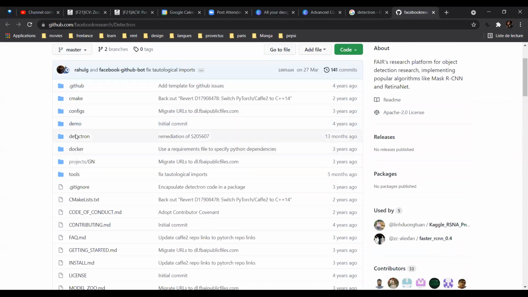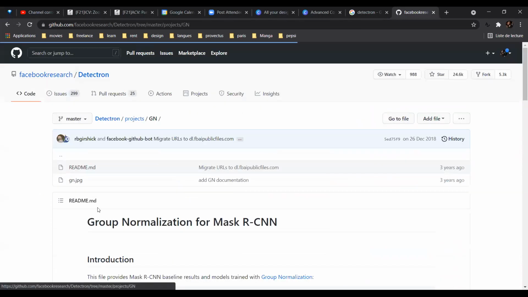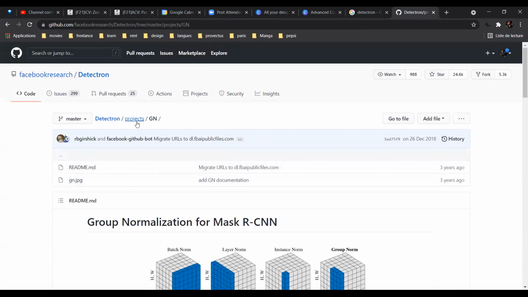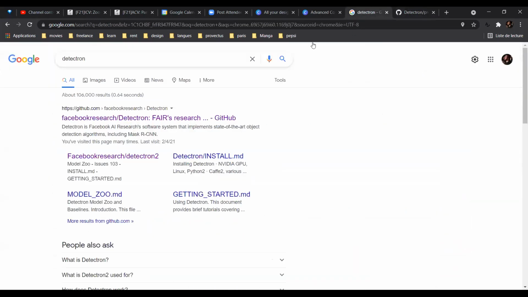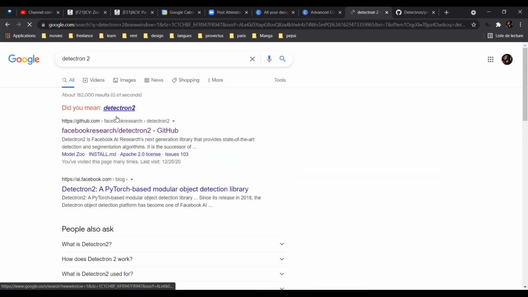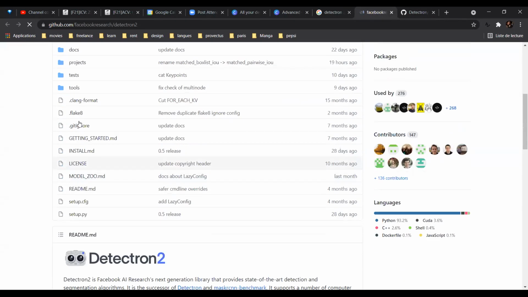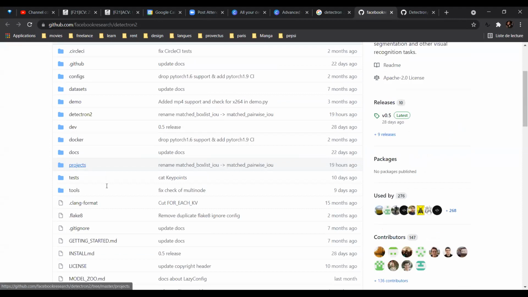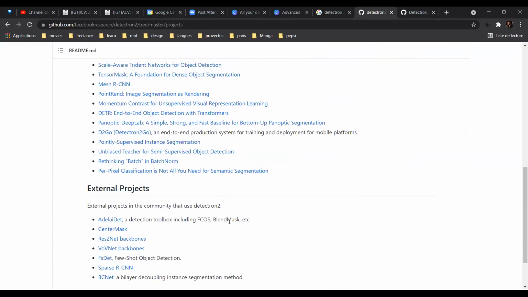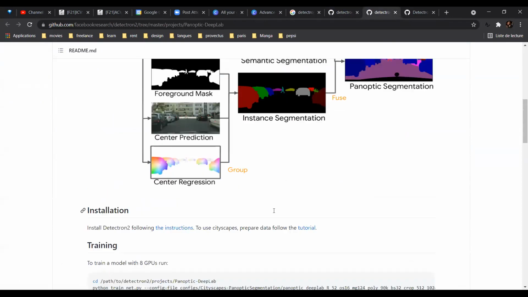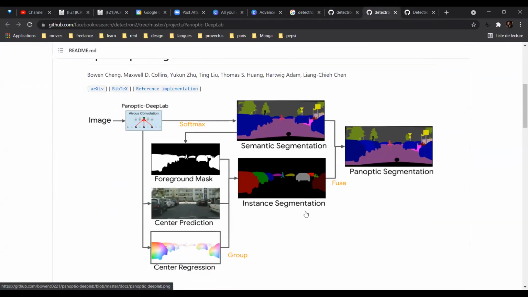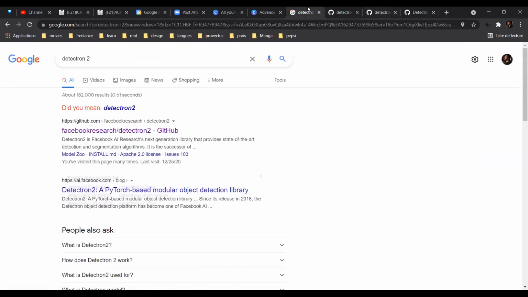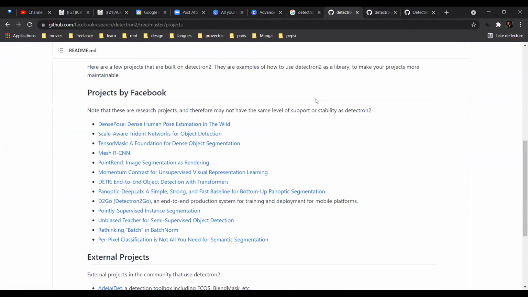We can find it in projects. Can you see the word projects? There it is. No, they removed it? Ah, this is Detectron 1. Okay, Detectron 2. There it is. Projects. Can you find some weird word that starts with, yeah, there it is. Panoptic segmentation. So this is the algorithm that you just described. Thanks. You're welcome.